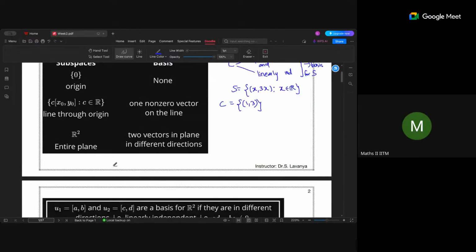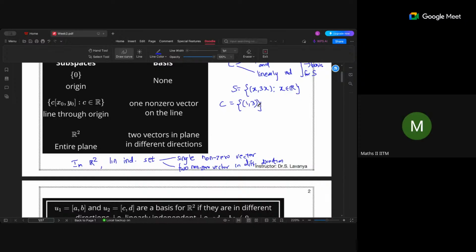See, for linear independence, in particular in R2, what are the possible linearly independent sets? A single non-zero vector. Okay, so this is linearly independent. Otherwise, two non-zero vectors in different directions. These are the only possible linearly independent sets in R2.